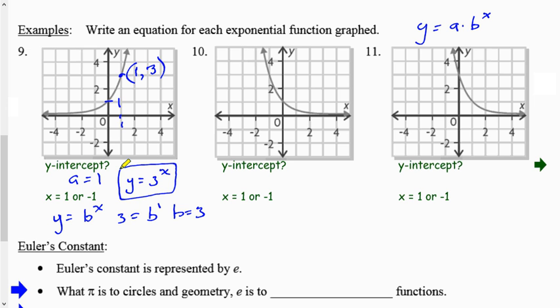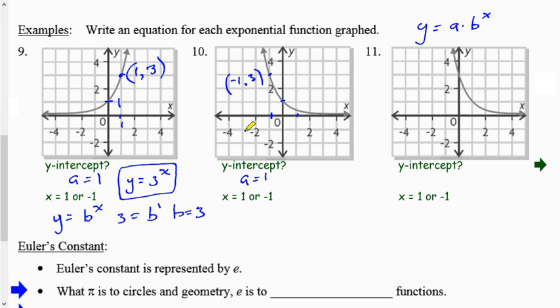Let's look at number 10. Again, I'll start with the y-intercept. Y-intercept is 1, so that tells me my a value is equal to 1 again. I look at positive 1. I don't know what the y value is there. I look at negative 1. Okay, negative 1, I get a y value of 3. So now it goes through this point, negative 1 comma 3, as an xy ordered pair.